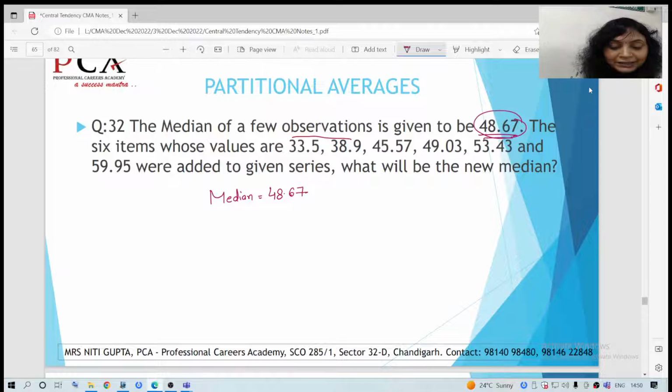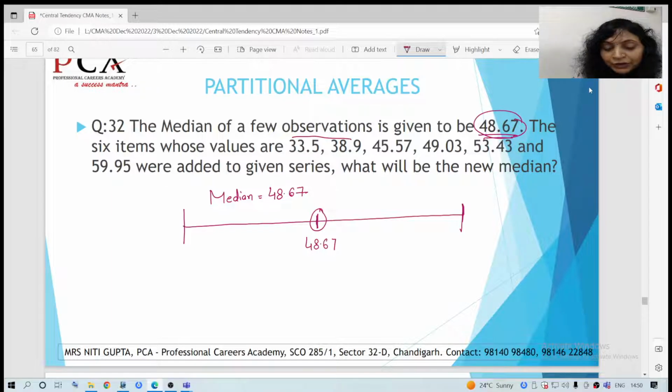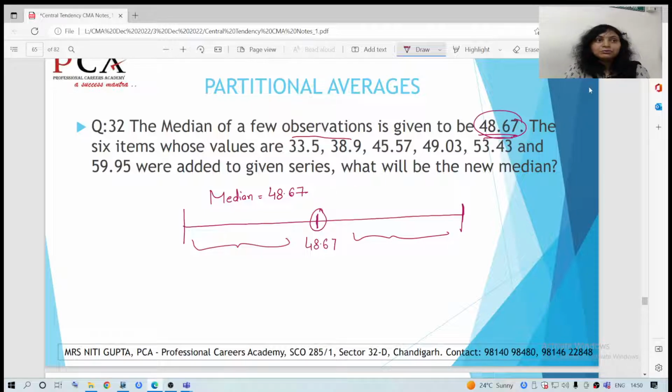So median means the mid value. So suppose this is the series which is arranged in ascending order. So the mid value is 48.67. Few items are here and few items are here. We don't know the total number of items, but we know that the item that lies in the mid is 48.67. Now the next line says 6 items whose values are given were added to the series. Now we have introduced 6 new items and included them in the series.